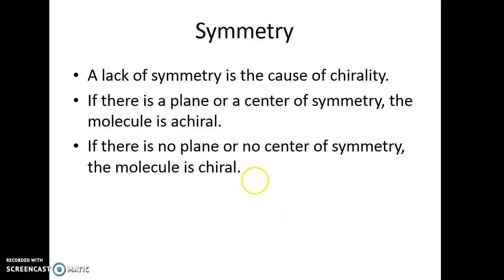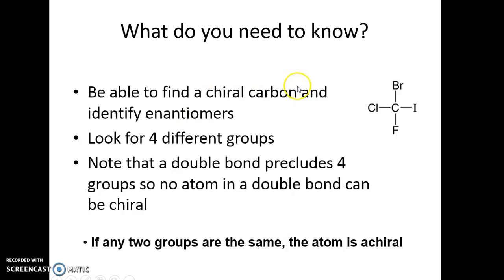If you don't see a plane of symmetry, you still need to not say it's achiral unless you check every atom to make sure that each atom is achiral. So what do you need to know for an exam? Be able to find a chiral carbon by looking for 4 different groups, and then be able to identify enantiomers. Enantiomers have to have a chiral carbon and be mirror images of each other.